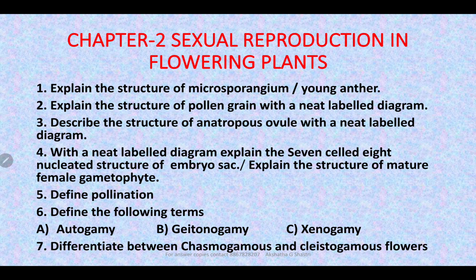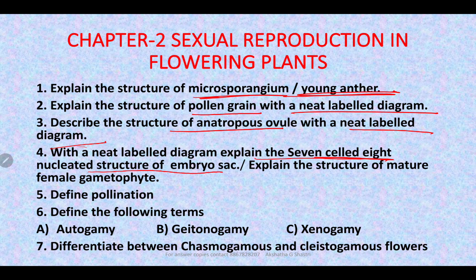Let's go for the second chapter, sexual reproduction in flowering plants. Explain the structure of microsporangium or young anther. Again, explain the structure of pollen grain with a neat labeled diagram. Structure of anatropous ovule with a neat labeled diagram. And with a neat labeled diagram, explain 7-celled 8-nucleated embryo sac.